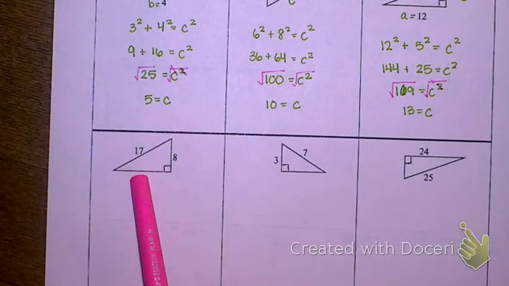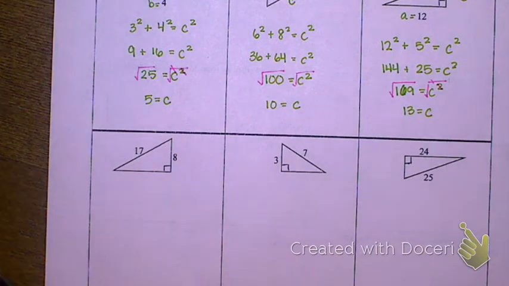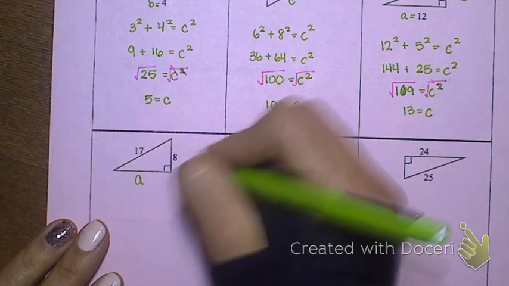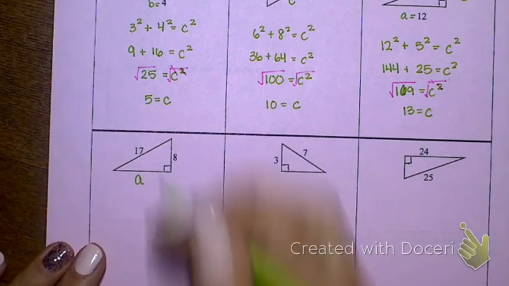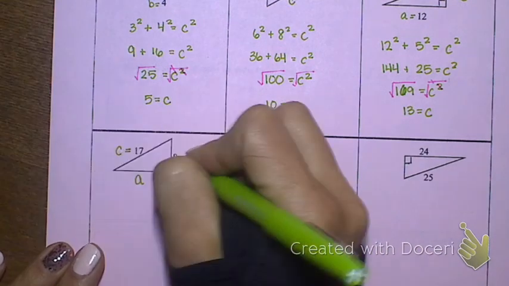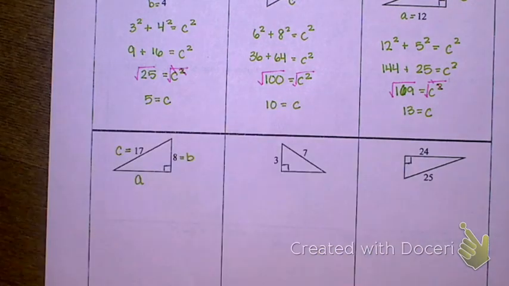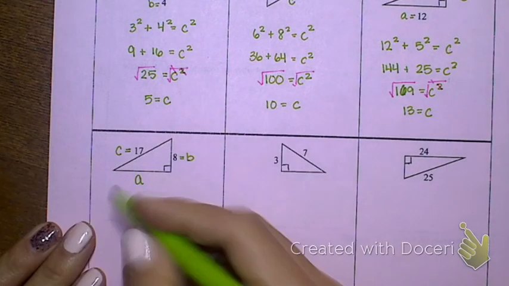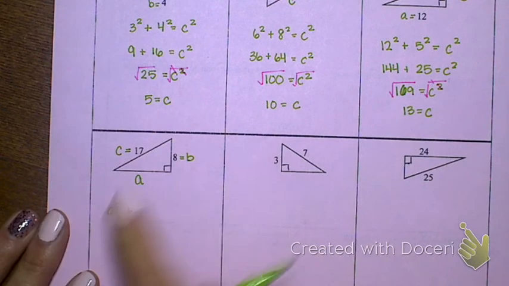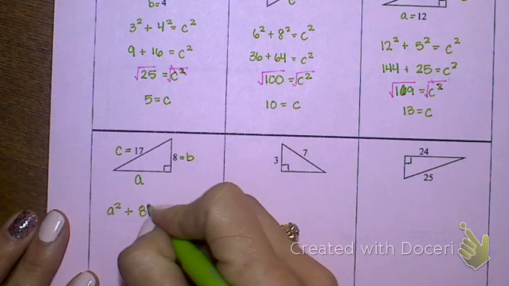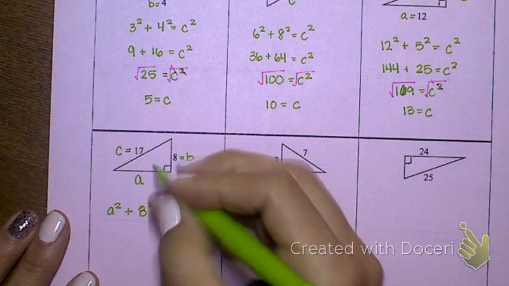Is the missing side still a C? What is it? It's a leg, so does it matter if I call it A or B? No. Okay, I can call it either one. I'll just call it A. Which one is actually the C? 17. So then this one will be B, right? Okay, so when I go to solve this one, I'm going to have A squared, not filled in with a number, right? Plus B squared equals C squared, which was 17 squared.